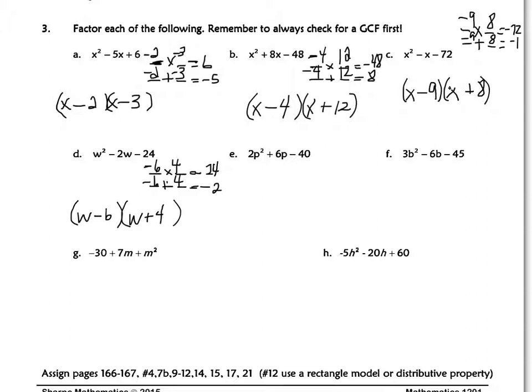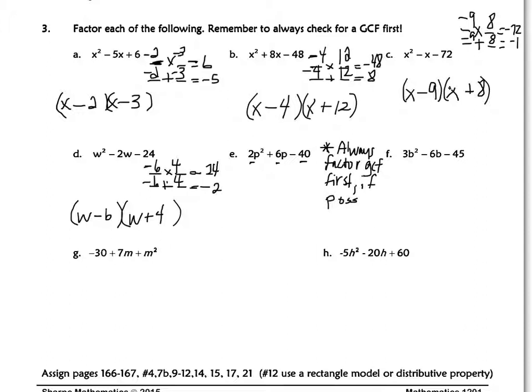All right, so the next one starts off with a 2, but if you look, 2 is a factor of all three of those. So one of the first rules of factoring is always factor out a GCF first, if it's possible.